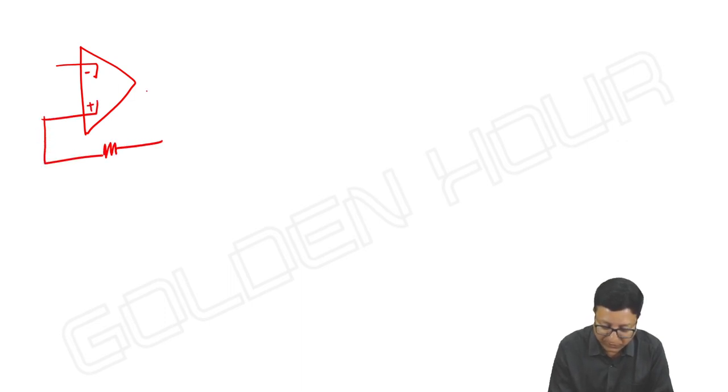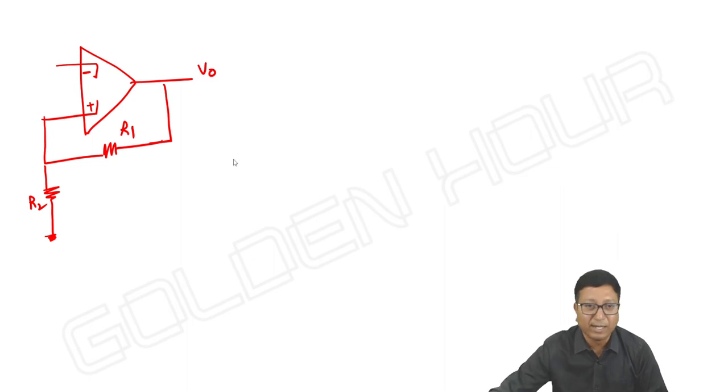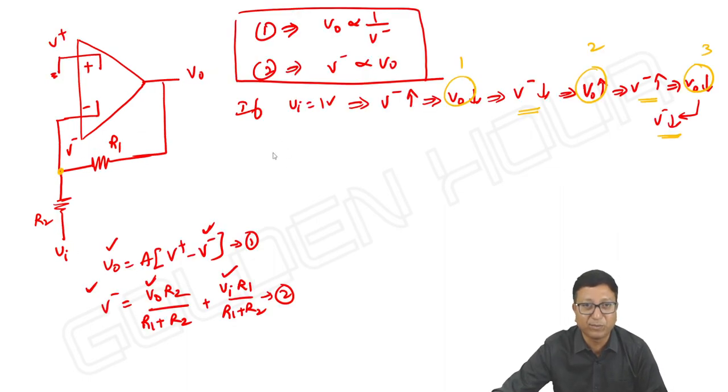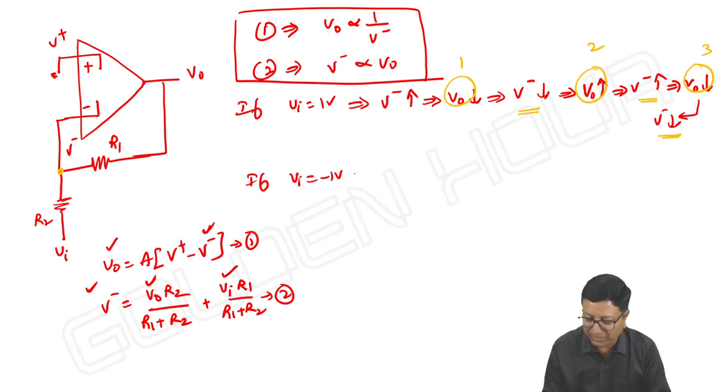Next, instead of taking connection from output to inverting terminal, I will take connection from output to non-inverting terminal. We can draw the circuit in any fashion we like. It is not mandatory to show inverting terminal on the top and non-inverting terminal at the bottom. Okay, output. And here I have taken an example of input equal to 1 volt. If you want, you can continue with input of minus 1 volt, doesn't matter.